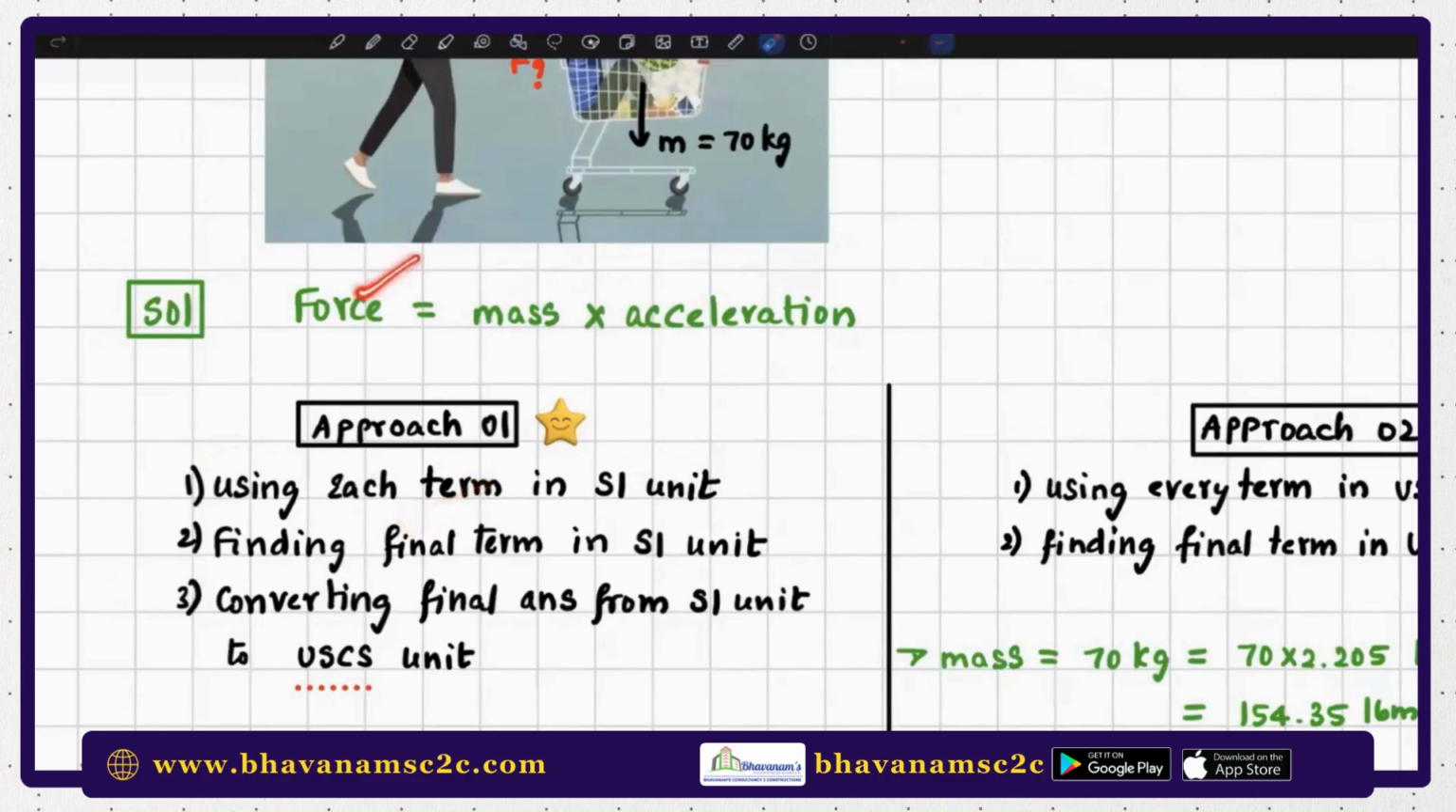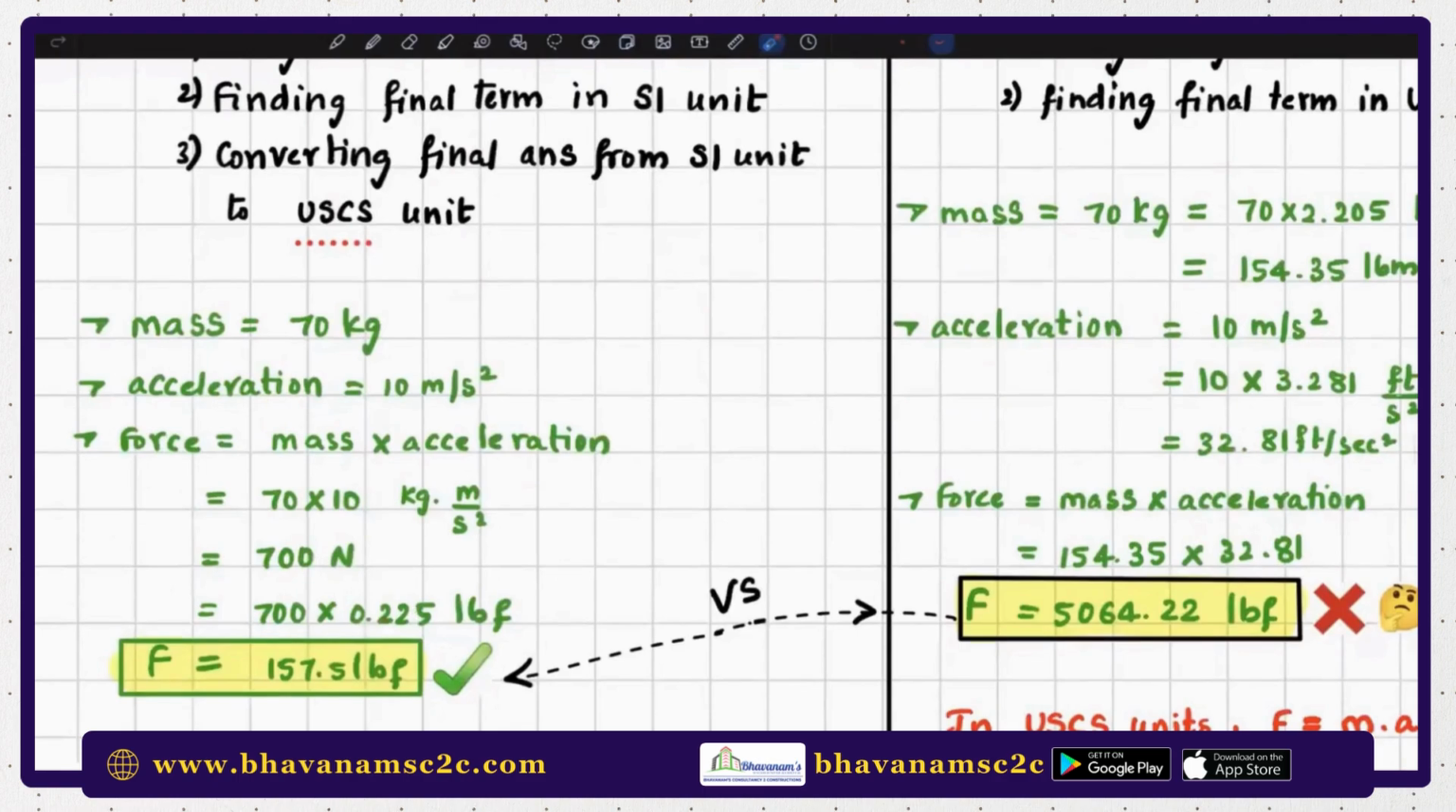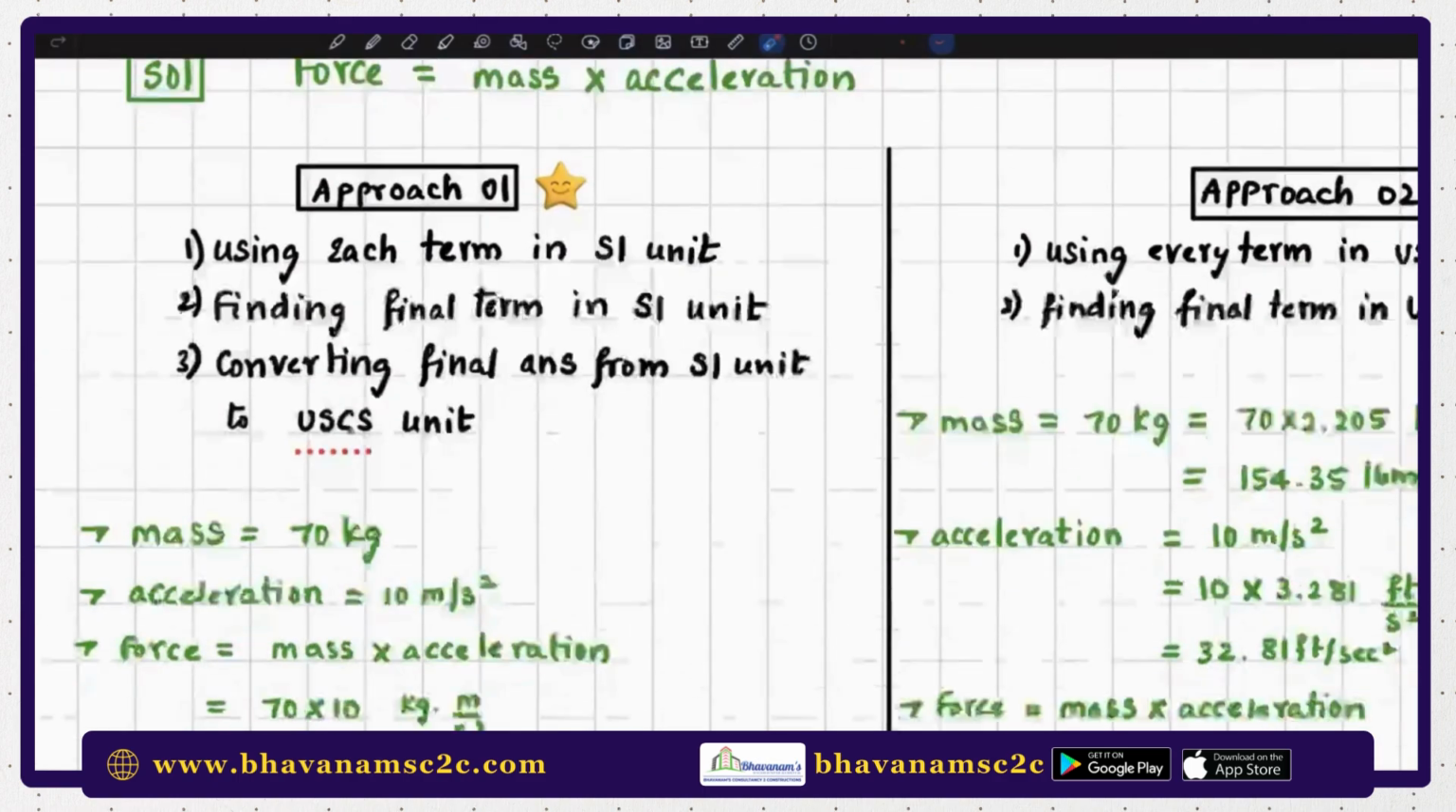Our final term is force. You find the final term in SI units. This will be in newtons. If you do this in SI units, this will come in SI unit. SI unit for this will be in newtons, and then finally convert it into the answer, whatever unit you want. If you want the unit in pound force, I'll multiply with this factor. So first, let's proceed with approach one.